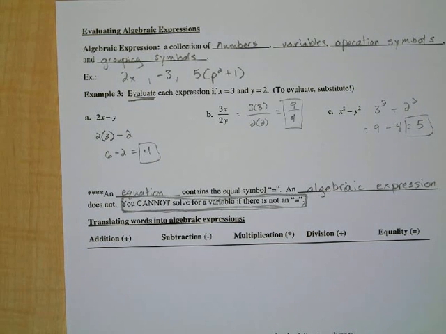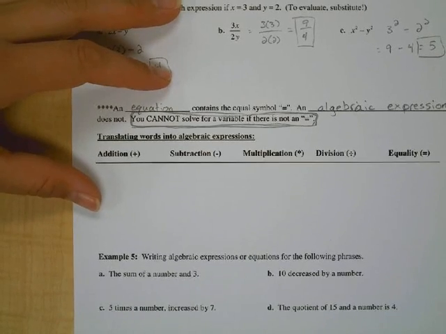If there's no equal sign, then you just evaluate it any way you can. Usually that means simplifying it down to the smallest term that you can, and then you just leave it alone. Alright, so let's look at some algebraic expression words. This is just an example list. There are obviously a lot more things.